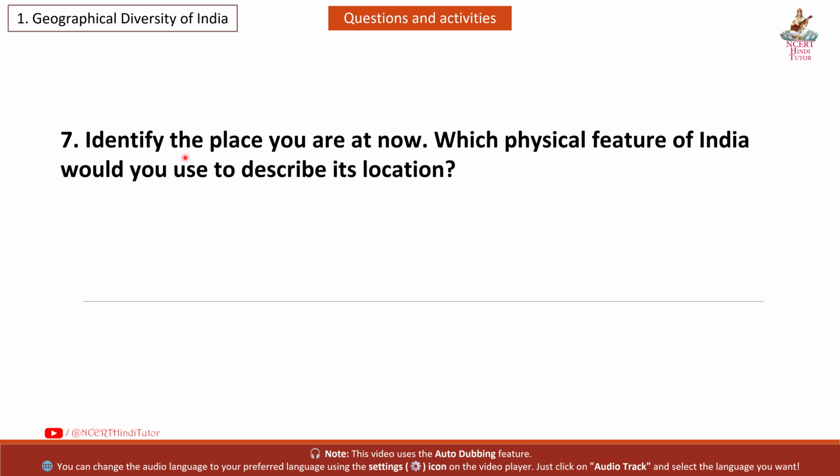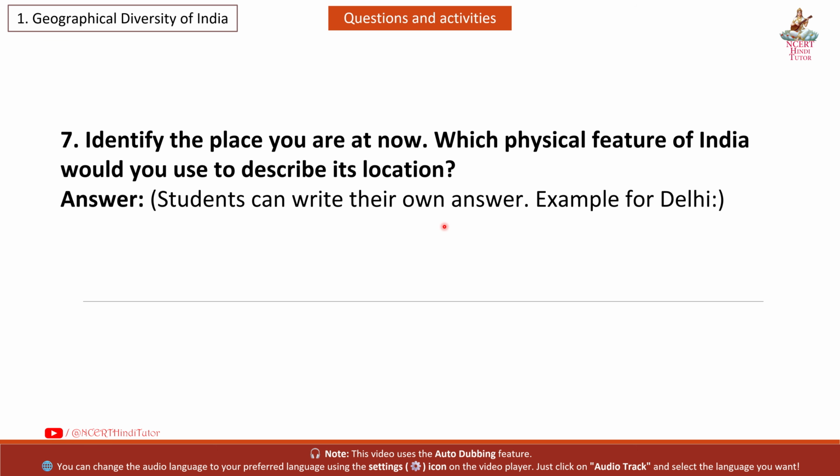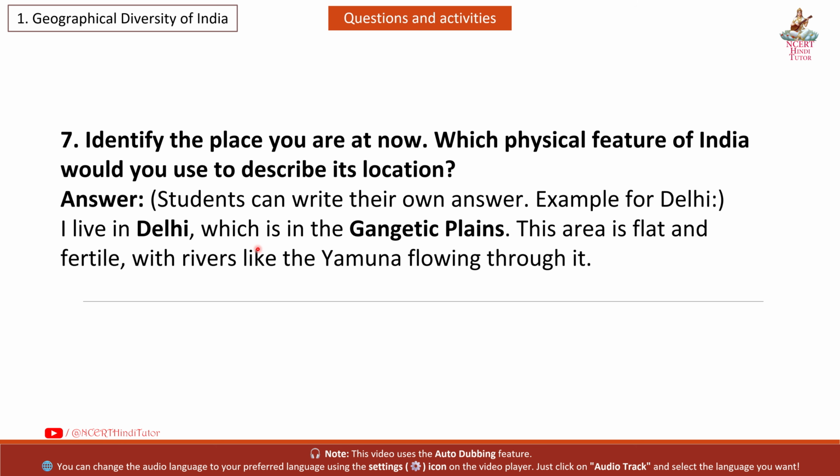Question 7. Identify the place you are at now. Which physical feature of India would you use to describe its location? Answer: Students can write their own answer. Example for Delhi: I live in Delhi, which is in the Gangetic Plains. This area is flat and fertile, with rivers like the Yamuna flowing through it.